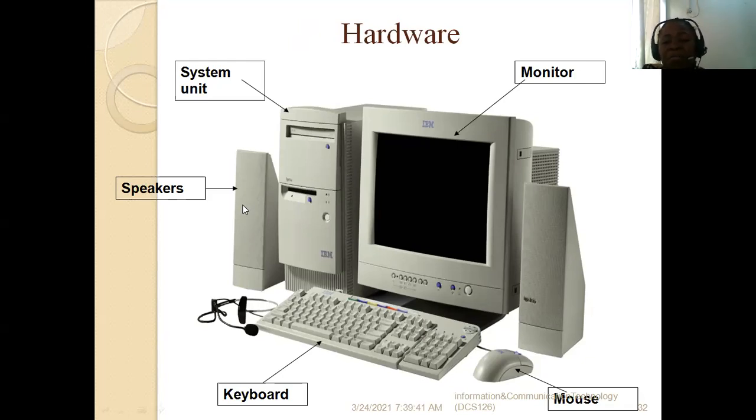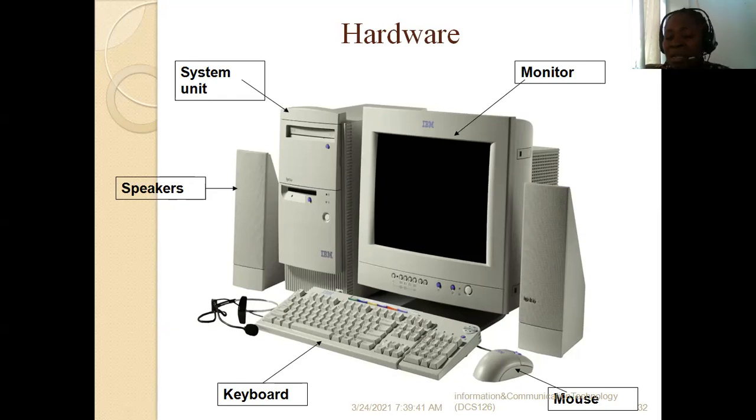You have speakers. These speakers, of course, are used where you want to play music, or you're watching video, or you are communicating with someone and you need to hear each other. Then you have the monitor. The monitor is the VDU, the visual display unit. It is that component that displays the result of processing for you to see. And then you have the keyboard, which you use as a user to key in your data, your input into the system. And then you have the mouse, which you also use as an input device.